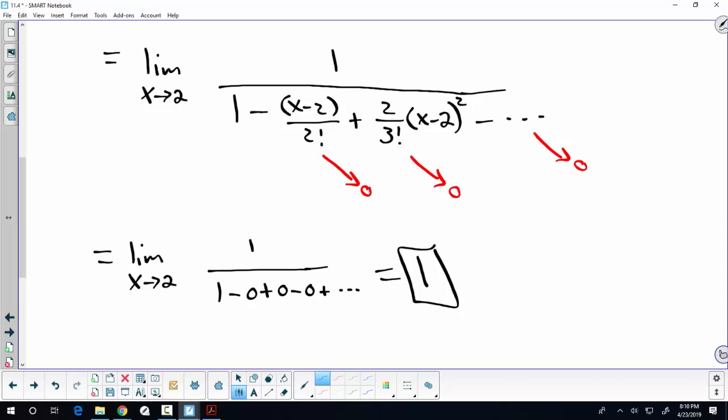So why is it 0? Because x is approaching 2, and so it's just 0 over 2 factorial, 0 times 2 thirds, 2 over 6, etc. Because all of them have a power of x minus 2, which is 0, as x approaches 2.